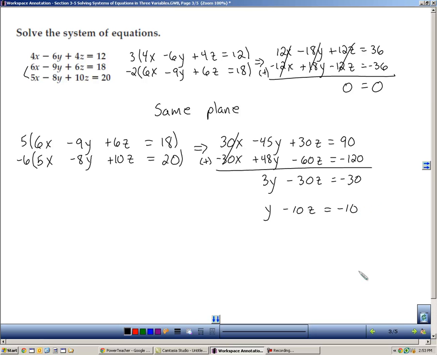So the point is, when I look at that plane that I said was the same, and the third one, they cross using two variables, which means they cross in a line. So it's not the same plane, and it's not parallel. So we must have an infinite number of solutions somewhere.